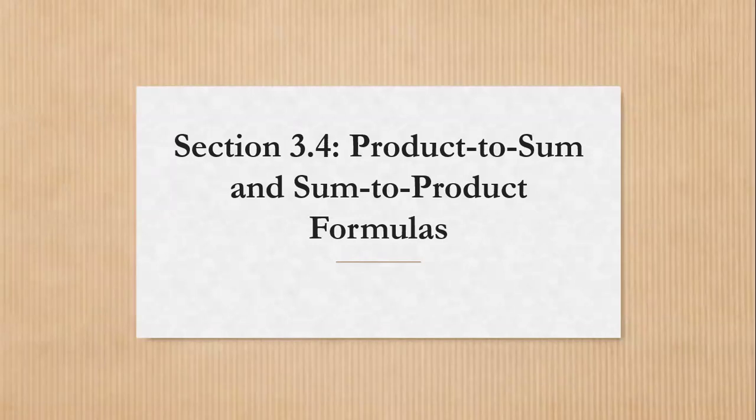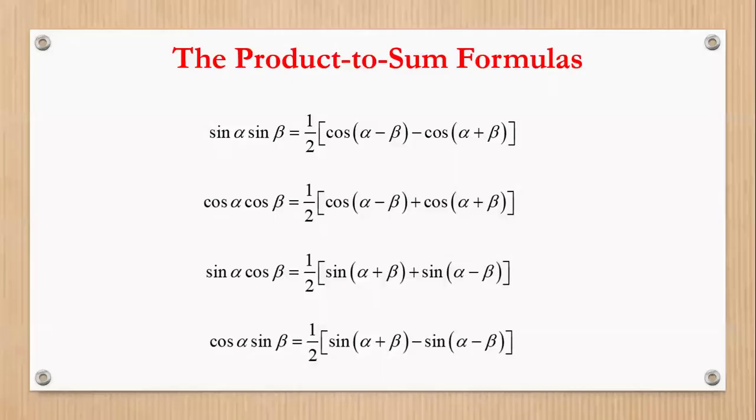Hi, in section 3.4, we want to get familiar with another set of formulas in trigonometry, which is called product to sum and sum to product formulas or identities. These sets of formulas help us change a product to a sum, or if we have an addition or subtraction between two trig functions, change them to multiplication. You can see on these slides the product to sum formulas.